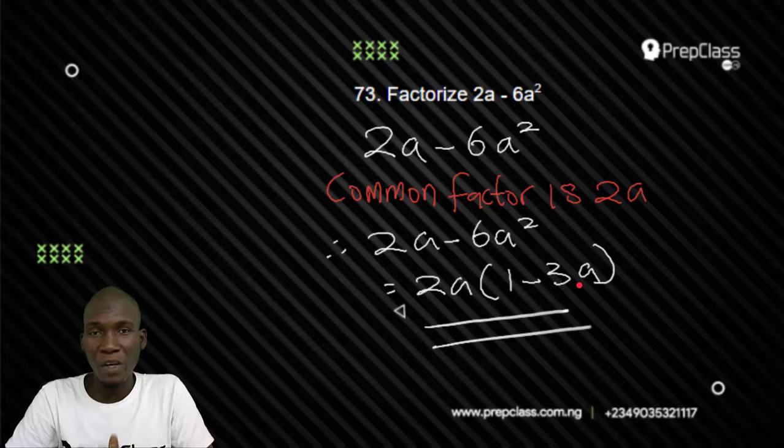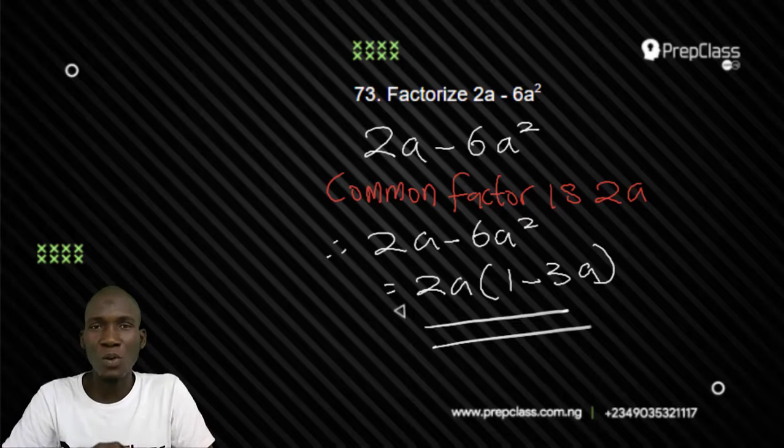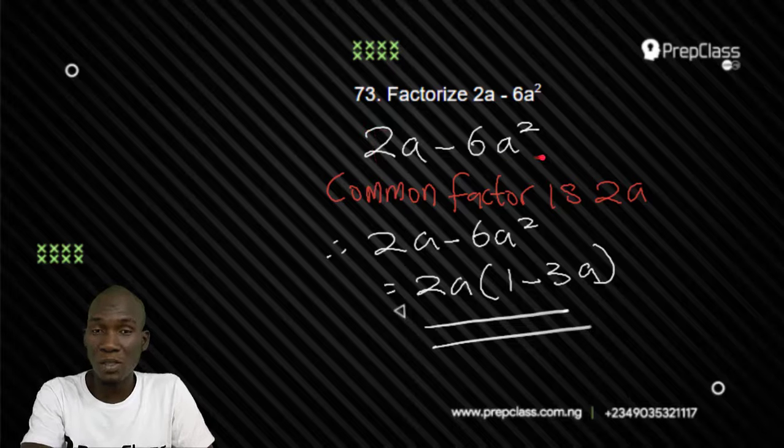That is how you factorize. For you to factorize, because of the word factorize, you must bring out a factor. That is, you have to find the factor common to the two terms or more. Here we have 2 terms. In other questions, you could have more than 2 terms.